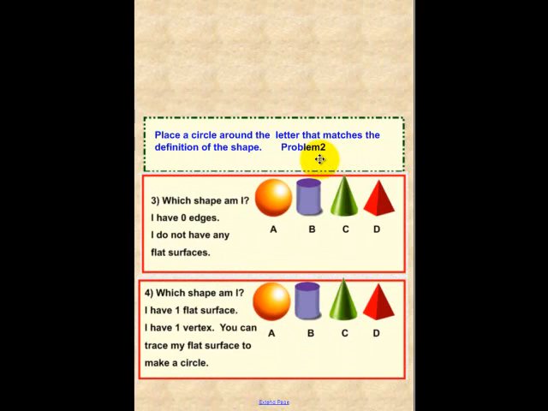Problem 2, similar to problem 1. Our first question is, which shape am I? I have 0 edges. I do not have any flat surfaces. Question number 4. Which shape am I? I have 1 flat surface. I have 1 vertex. You can trace my flat surface to make a circle. Please solve this problem now, and while you're doing that, if you would please pause the video. Thank you.